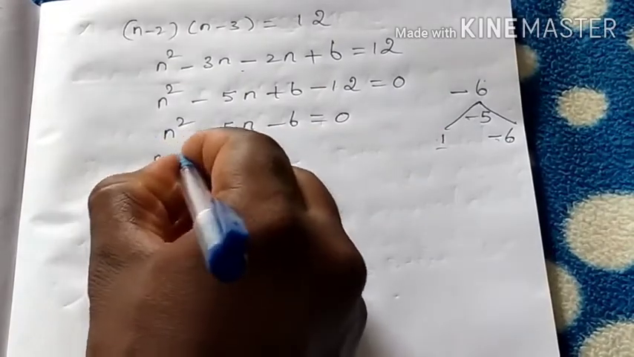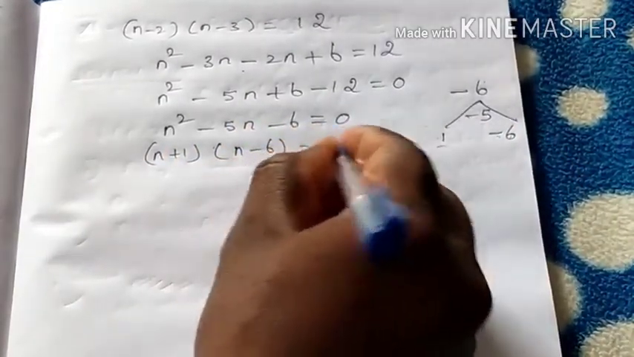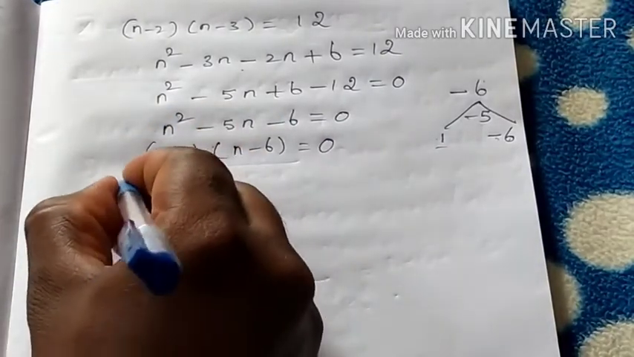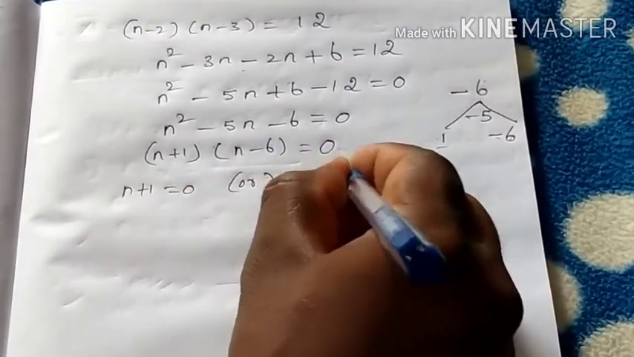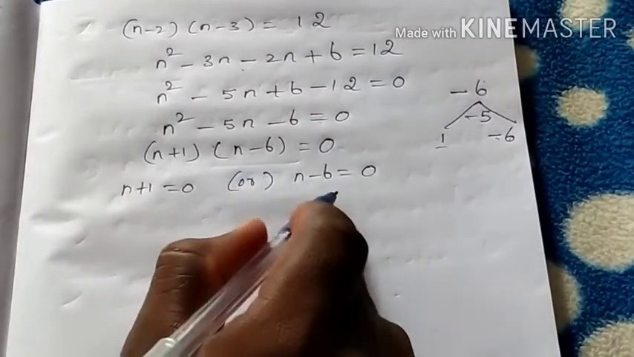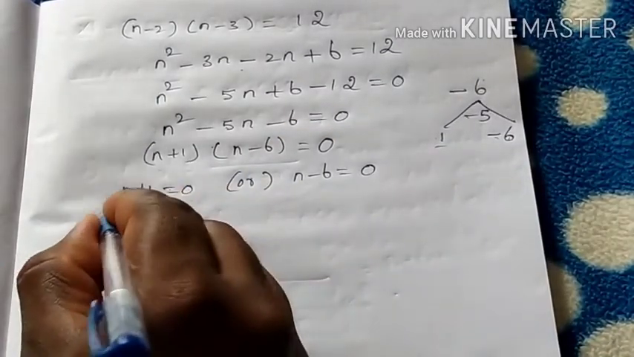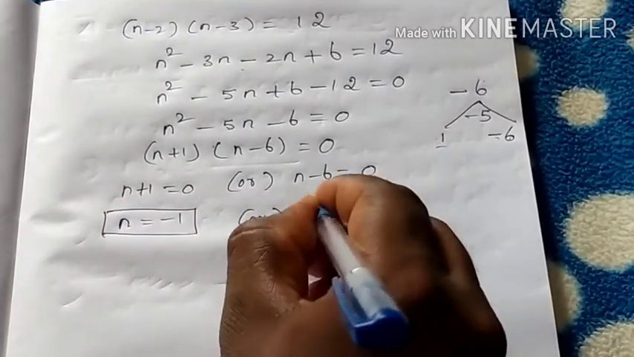So n plus 1 into n minus 6 equal to 0. These two are factors of the given quadratic equation. So n plus 1 equal to 0 or n minus 6 equal to 0, equating to find the zeros of the polynomial. So n is equal to minus 1 or n is equal to 6.